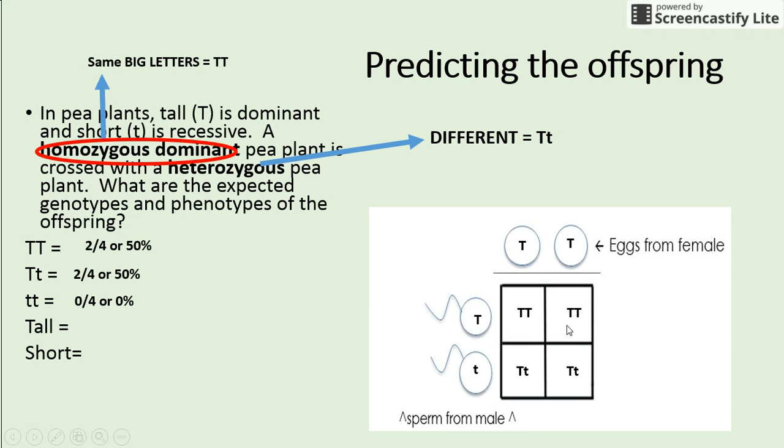How many of these plants are tall? Remember, if you have a big T, you're going to be tall. So we have this one with a big T, this one with a big T, this one has a big T, and so does this one. So all 4 of these plants are going to be tall, 100%. All offspring have at least one big T. 0% of them are going to be short because none of them are little t, little t.